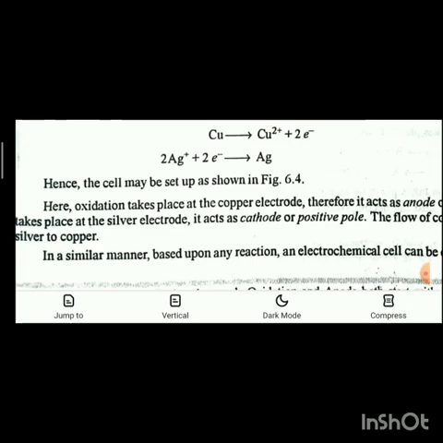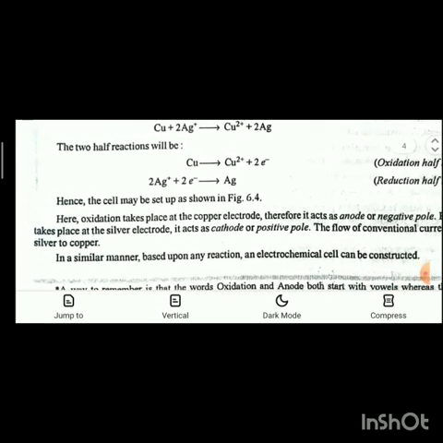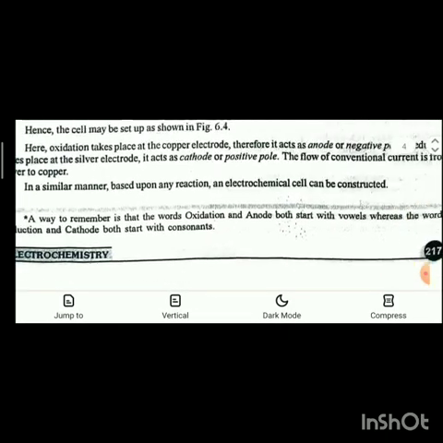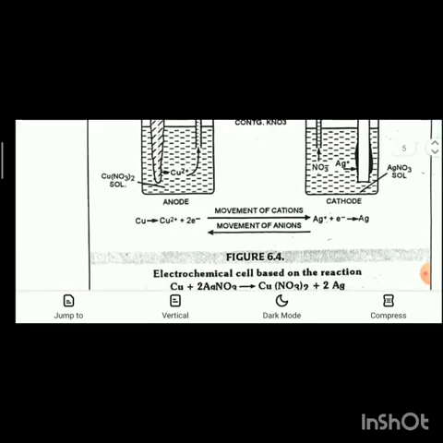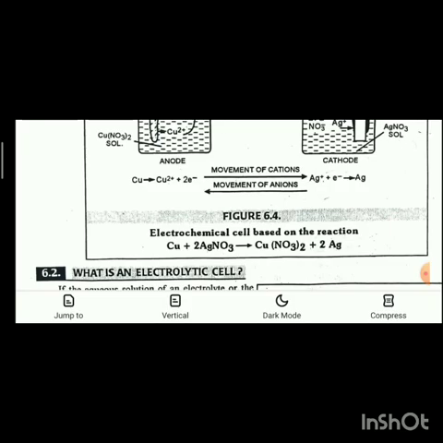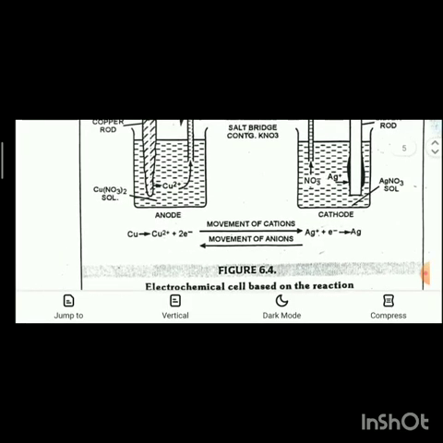Here oxidation takes place at the copper electrode, therefore it acts as anode or negative pole. Reduction takes place at the silver electrode, it acts as cathode or positive pole. The flow of conventional current is from silver to copper. Now the electrochemical cell based on the reaction is given as in the figure.